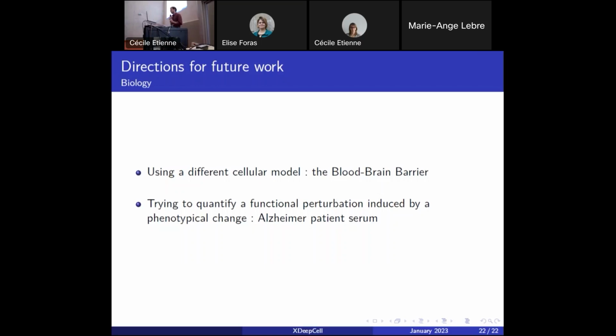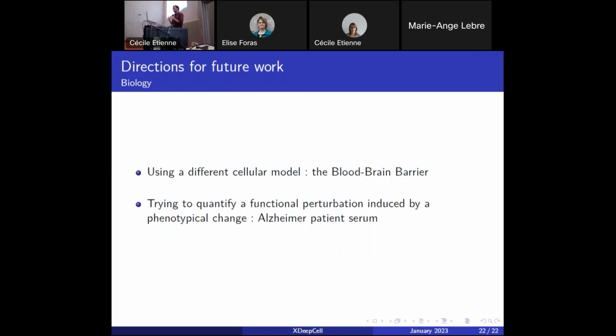Another direction we can take is to try to quantify a functional perturbation induced not by a drug, but by a phenotypical change. Typically, what we want to do in the end is to use Alzheimer patient serum and introduce it in the environment of our cells. So instead of a drug, it's just a change in the environment, and the goal is to see if this change modulates the permeability of the blood-brain barrier.